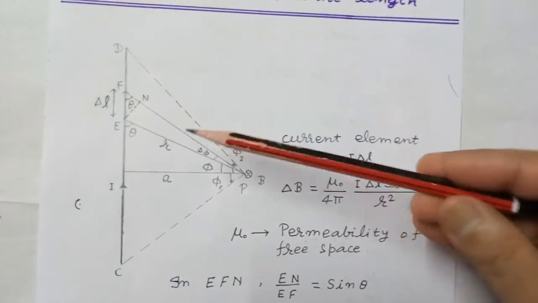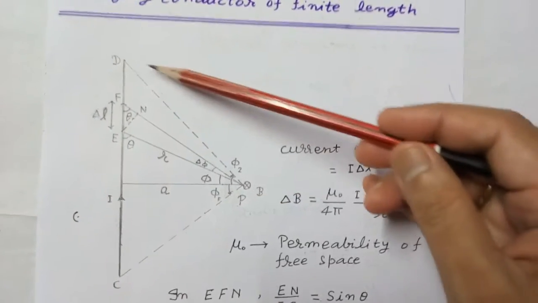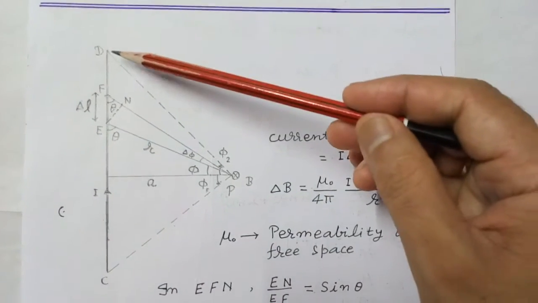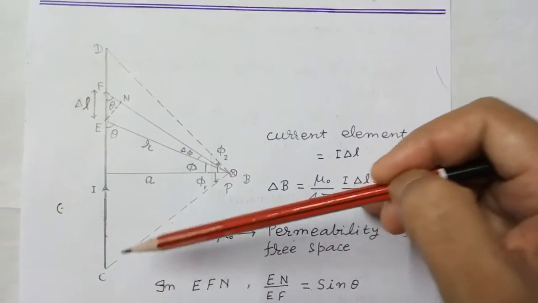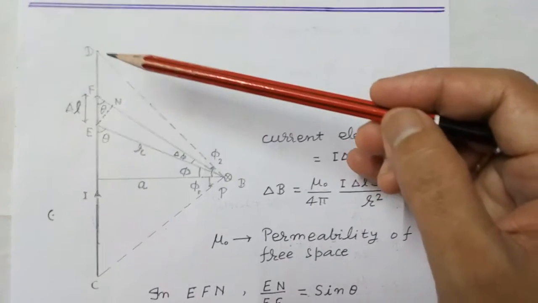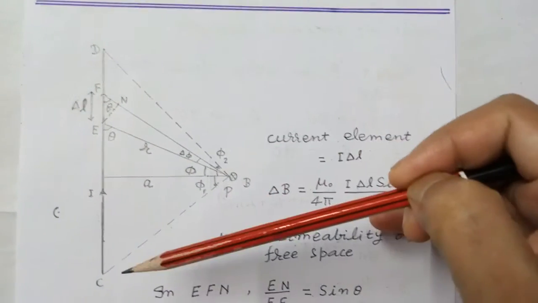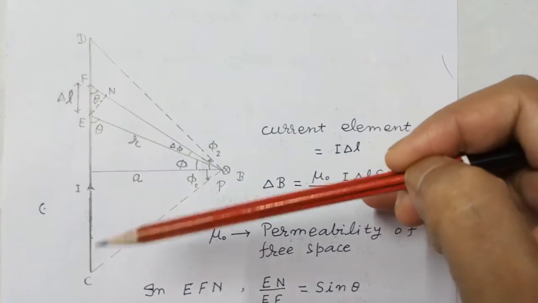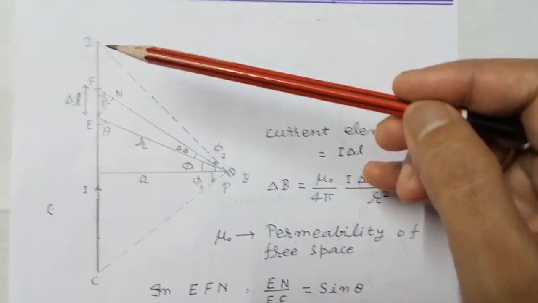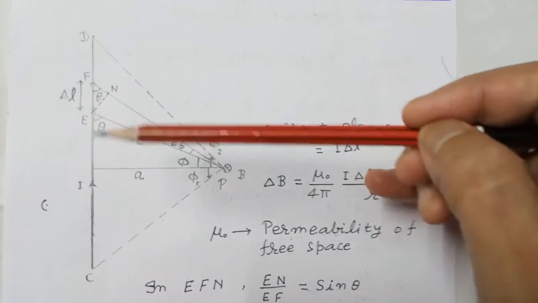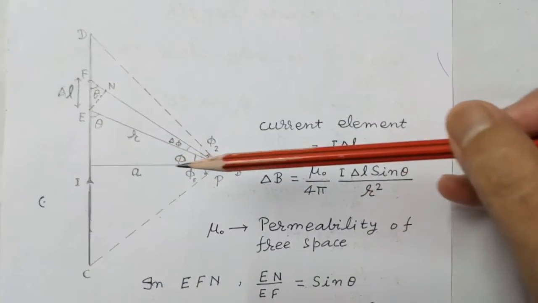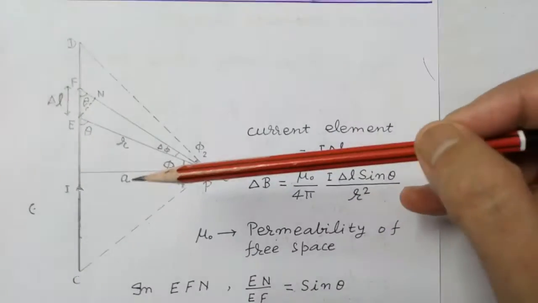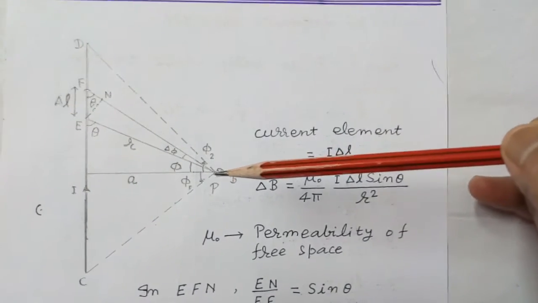Suppose this is a straight wire CD and its ends are connected to a battery so that current I flows through it. This battery has not been shown here, but these ends are connected to a battery, so current I is flowing through this straight wire. Now we have to calculate the magnetic field intensity due to this current carrying wire at distance a, at point P.